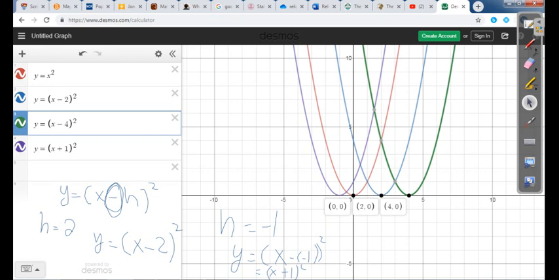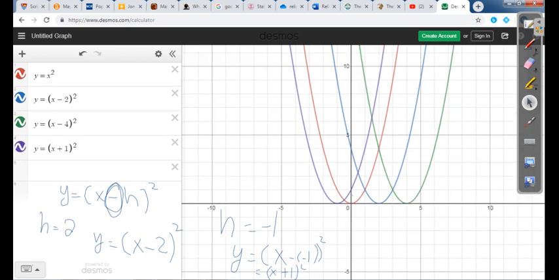If I look at the axis of symmetry, what's the axis of symmetry of the red one? 0. What's the axis of symmetry of the blue one? 2. What's the axis of symmetry of the green one? 4. So you see that the axis of symmetry is changing for each one of them. What's the axis of symmetry of the purple one? Negative 1. So we see that when we change horizontally, the axis of symmetry changes.